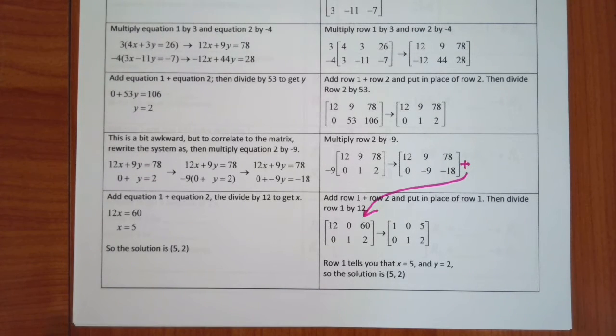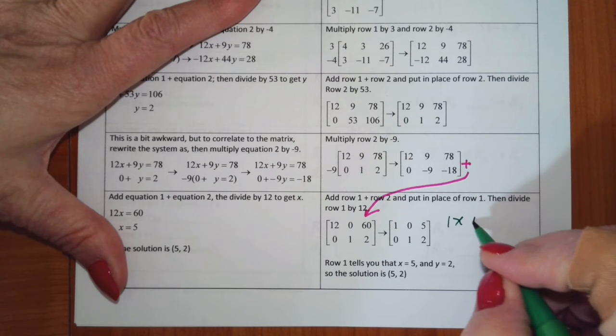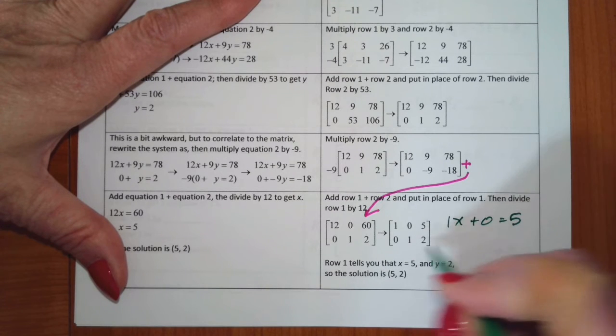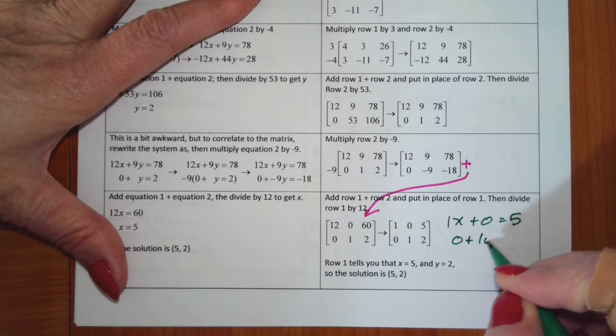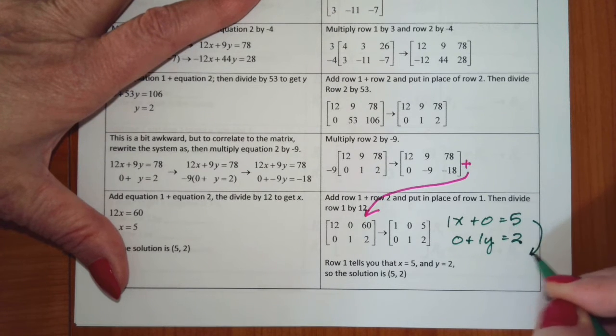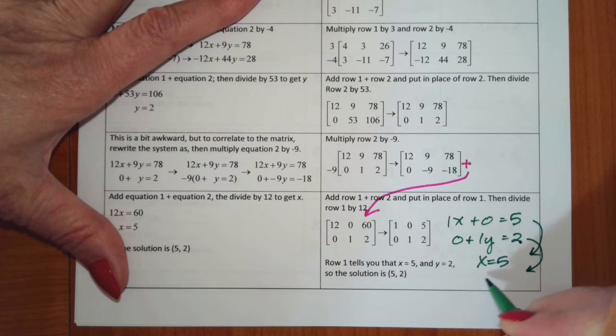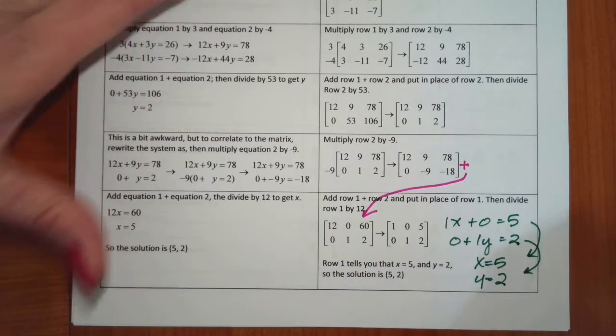Now, if I put the x's and the y's back in here, what this means is that 1x plus 0 equals 5, 0 plus 1y is equal to 2, which tells me here that x equals 5 and tells me here that y equals 2. So there's my solution.